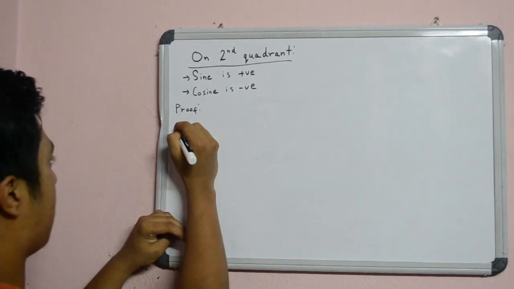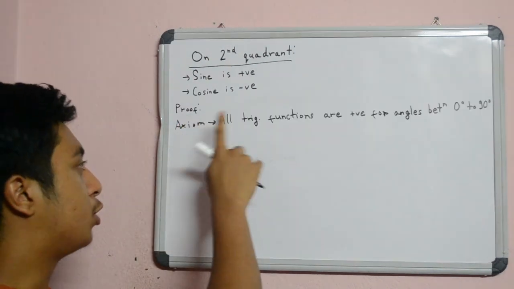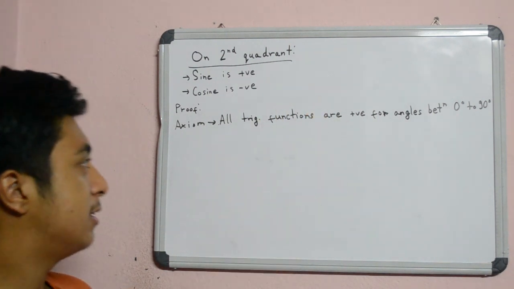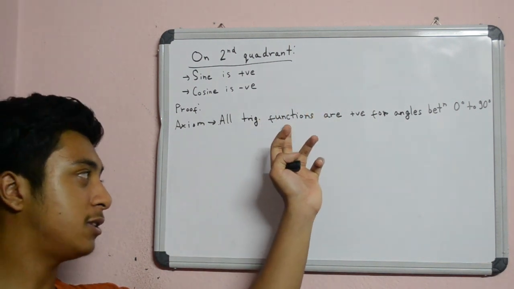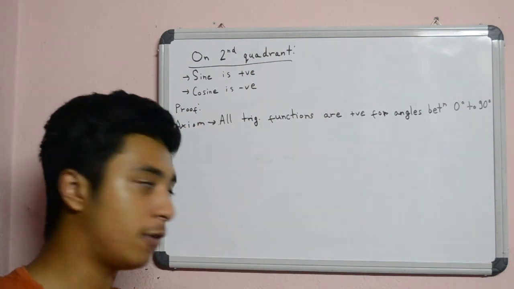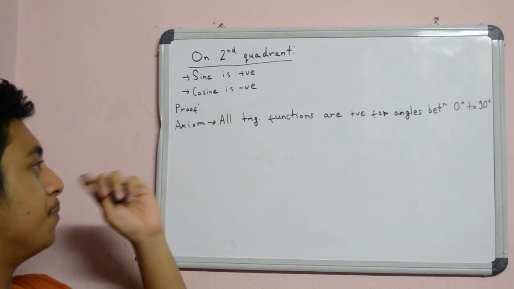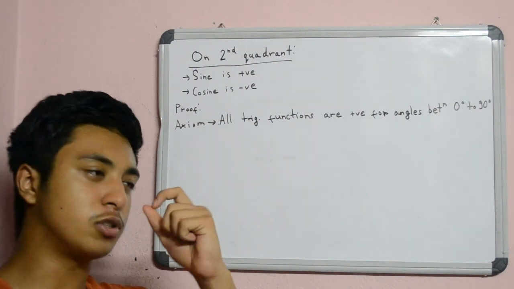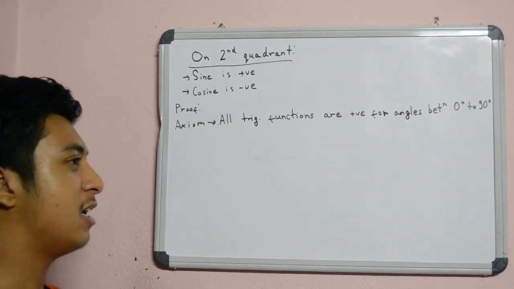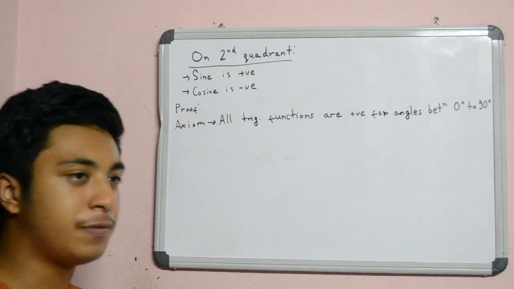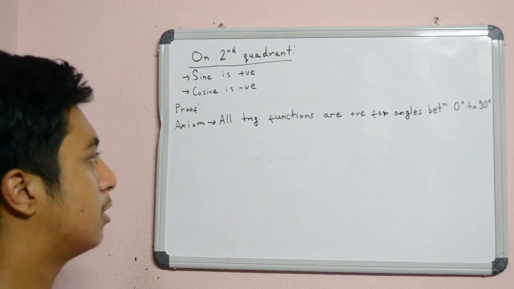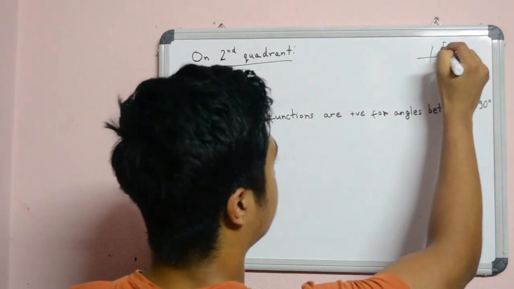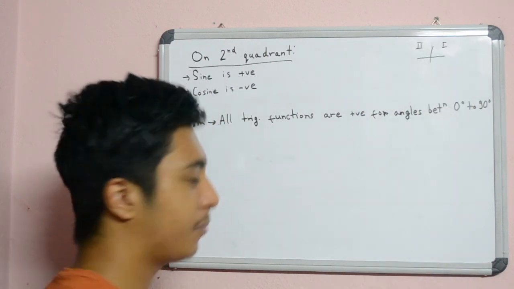And I'm going to assume all trigonometric functions, meaning the 6 trigonometric functions, are positive for angles between 0 to 90 degrees. Now let's begin. So in the second quadrant, I know I said I'm not going to draw any graphs, but this is not part of the proof, this is just an explanation. As you can see, this is the first and this is the second quadrant.